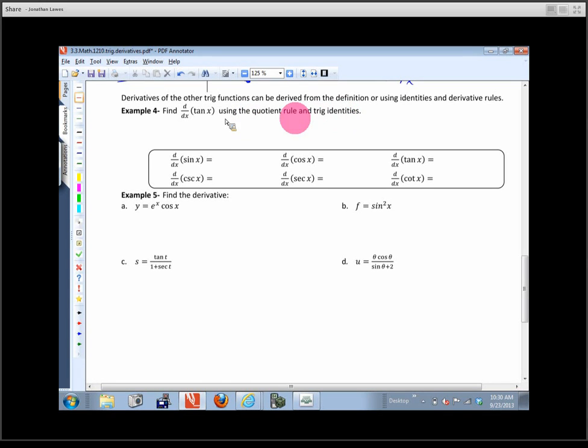Quotient rule and trig identities. So not from the definition. We're going to say y is equal to sine of x over cosine of x. That's exactly the same thing. So that means dy dx, the derivative of y with respect to x, the derivative of tangent would be, well, let's see here.